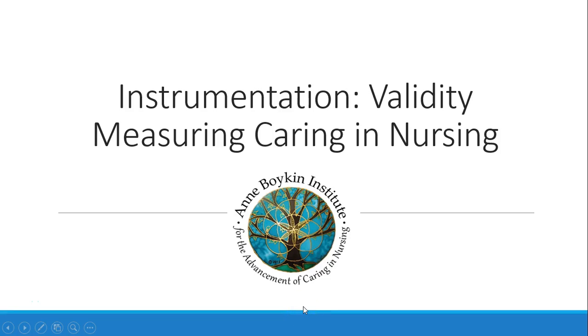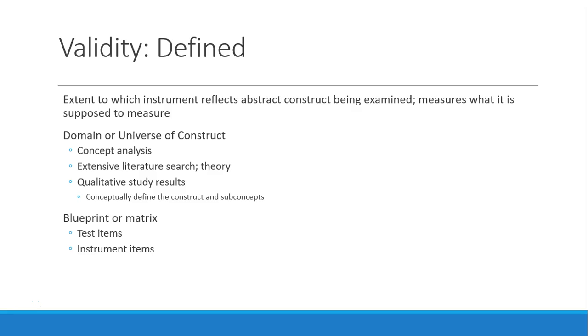This set of slides basically looks at measuring caring in nursing with an emphasis on validity. Validity essentially has to do with measuring what you're intending to measure and supposed to measure. As with previous discussions, concept analysis, theory, literature search, and qualitative study results can help you with item creation.